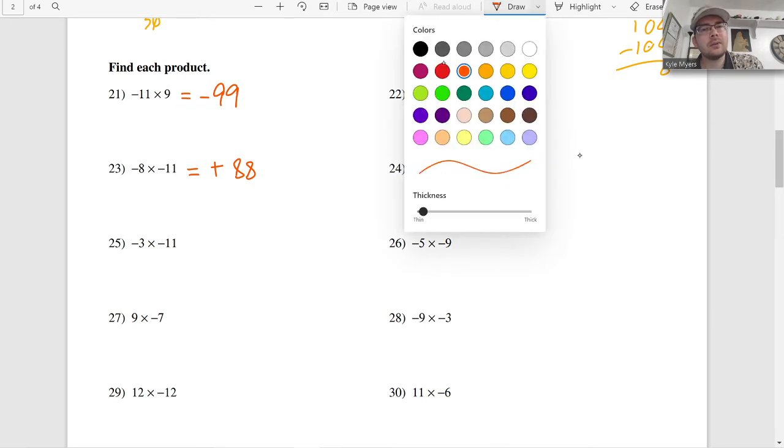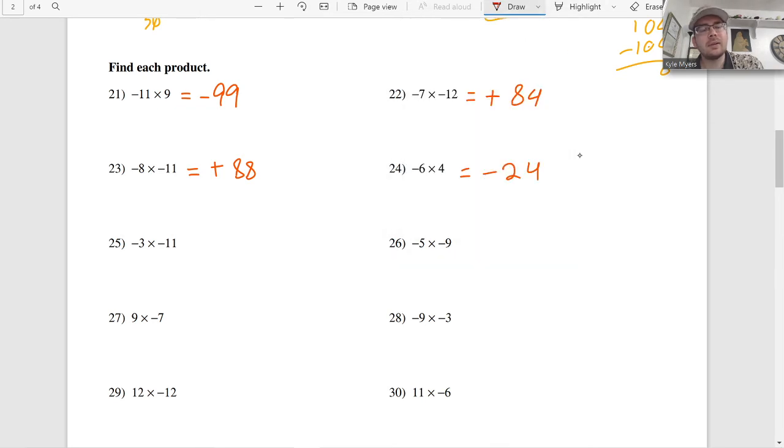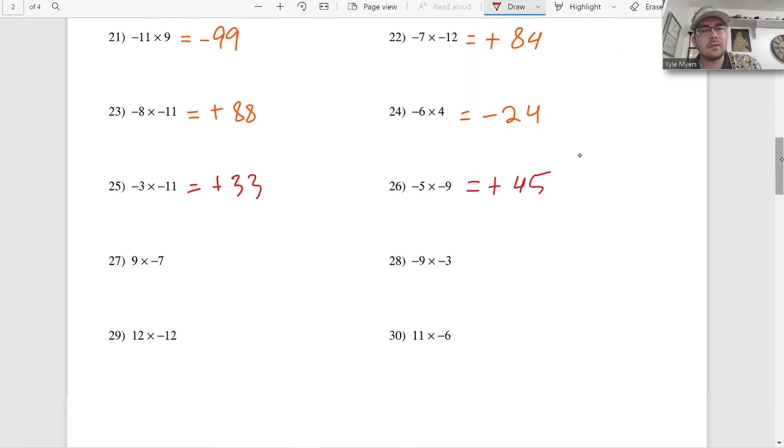And I keep forgetting to switch over 2, but it's okay. It's not a big deal. Negative and a negative makes a positive, so that's going to be positive. And 3 times 11 is 33. Negative times a negative is a positive. 5 times 9 is 45. All right, on to the next one.